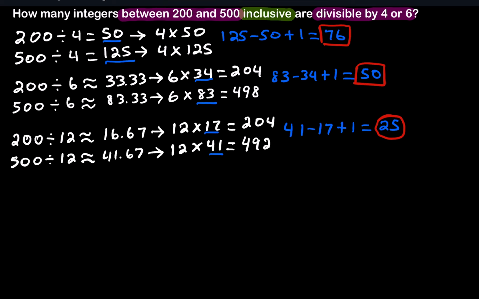Let's do the calculation here. We have 76 multiples of 4 plus 50 multiples of 6 minus 25 multiples of 12. And that gives us 101. We've just answered the question, how many integers between 200 and 500 inclusive are divisible by 4 or 6? And the answer is 101.